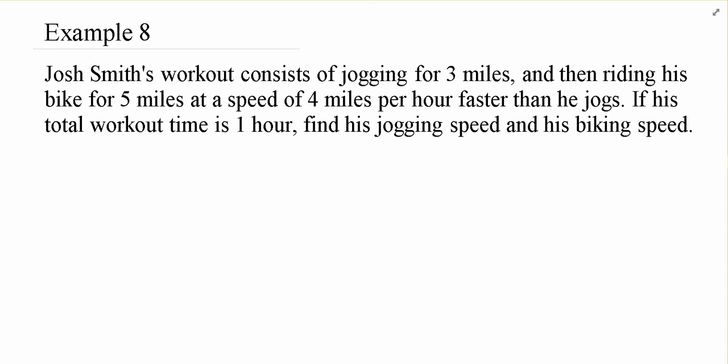All right, so let's move into some word problems now. This problem tells us Josh Smith's workout consists of jogging for 3 miles, then riding his bike for 5 miles at a speed of 4 miles per hour faster than he jogs. If his total workout time is 1 hour, find his jogging speed and his biking speed.